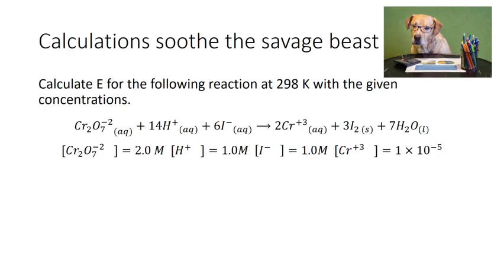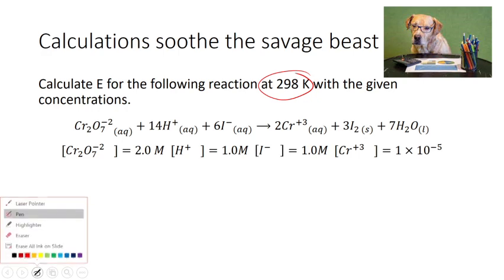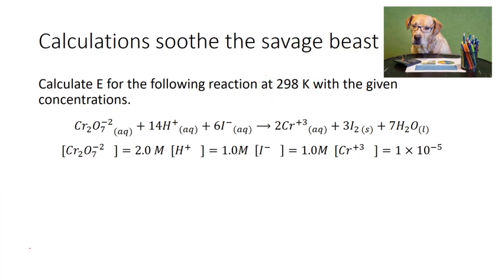Okay, so of course we're going to do some calculations surrounding this, and so we're going to calculate E, which is the non-standard cell potential for the following reaction at 298 Kelvin with the given concentrations. Now notice, it's at 298 Kelvin, so that's going to tell you that we are going to use a specific version of the Nernst equation for this calculation.